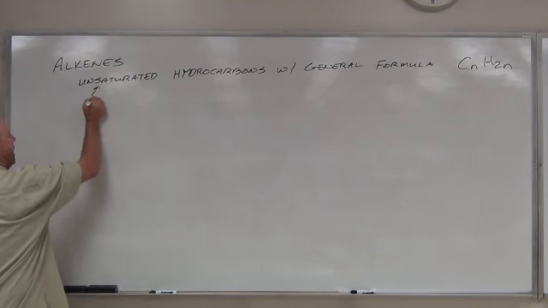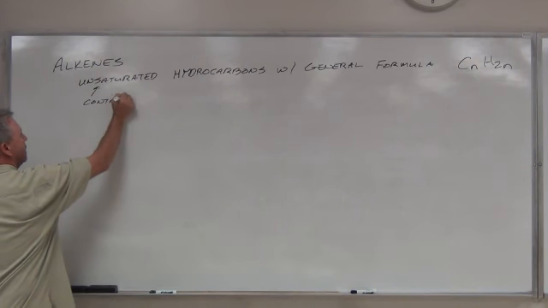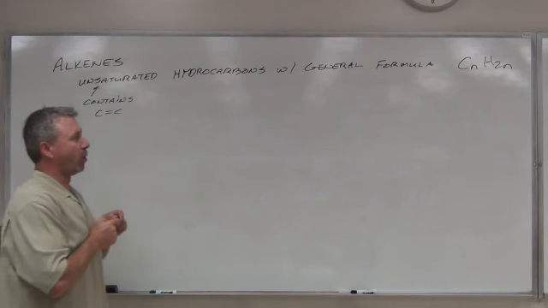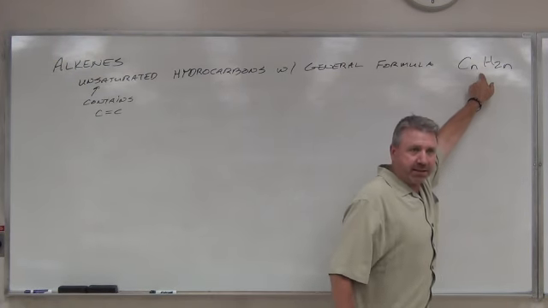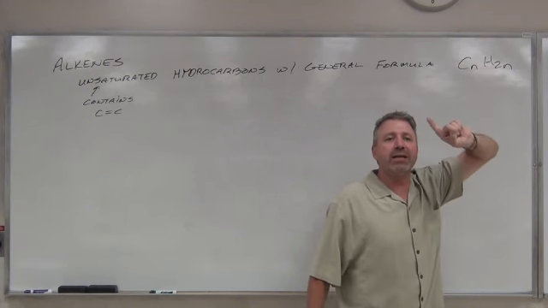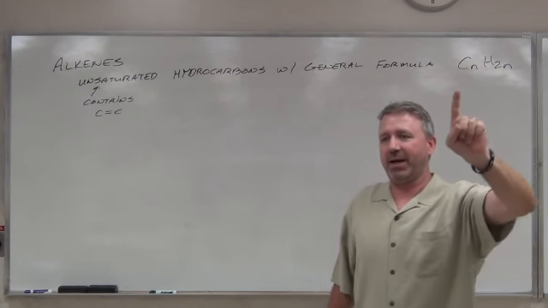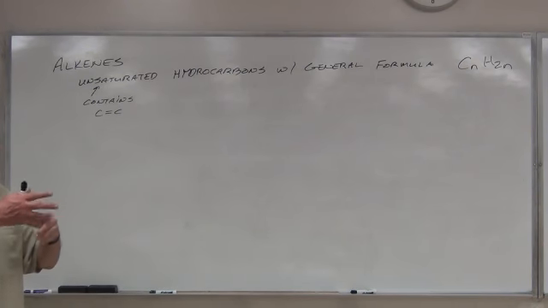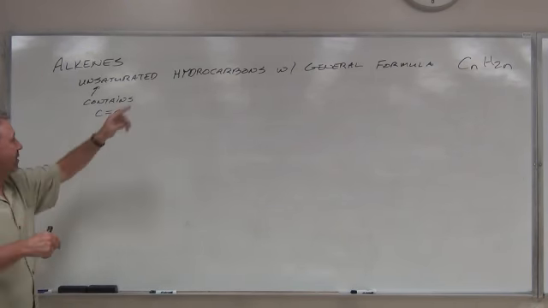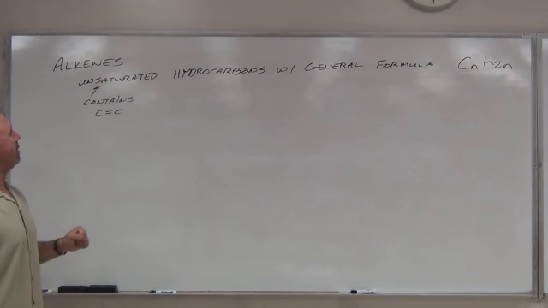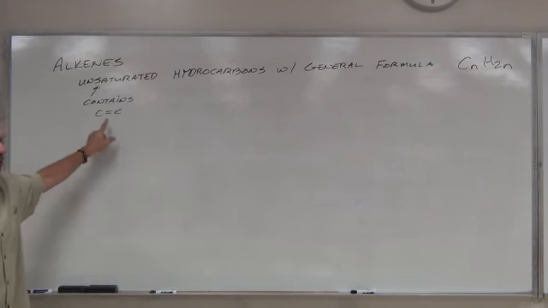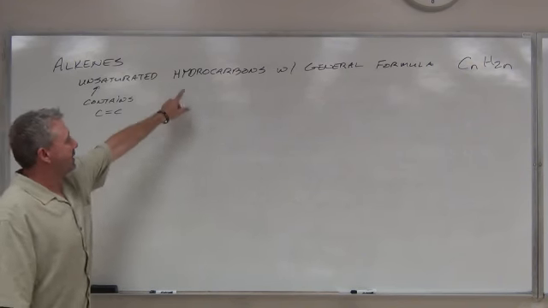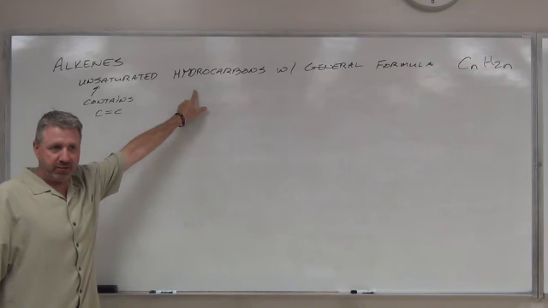Unsaturated means that it contains a carbon-carbon double bond. Now, in order for it to satisfy this general formula, it can only contain one. Okay? It's possible to have multiple double bonds in alkenes. They're called dienes, trienes. You get it? Di, two enes, double bond. But to satisfy that general formula, it can only have one double bond. If it has two, it's not going to fit in.